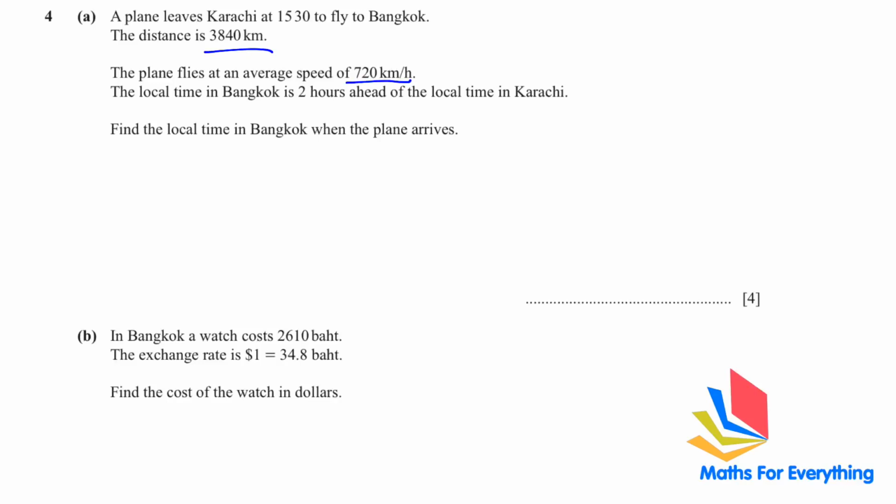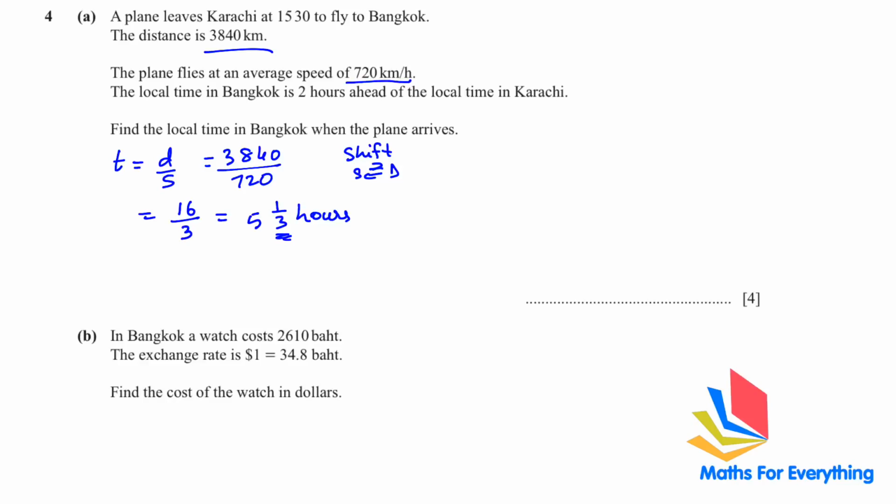To find time, we use the formula time is equal to distance over speed. Distance is 3840, speed is 720 kilometers per hour. And this will give you 16/3. Again, you press the Shift SD button, and this will turn into a mixed fraction, which will be 5 and 1/3. This is hours. I want to change 1/3 hours into minutes. So I will multiply 1/3 by 60. Hours to minutes, you multiply by 60, and we will get 20 minutes. So it's 5 hours and 20 minutes.